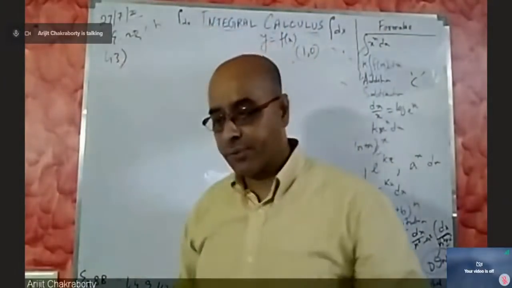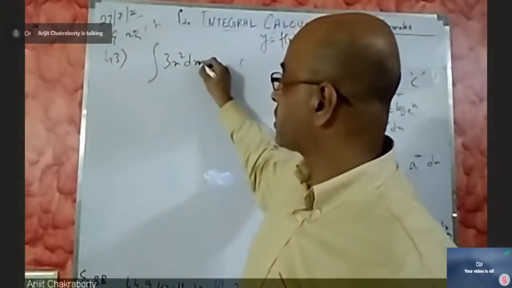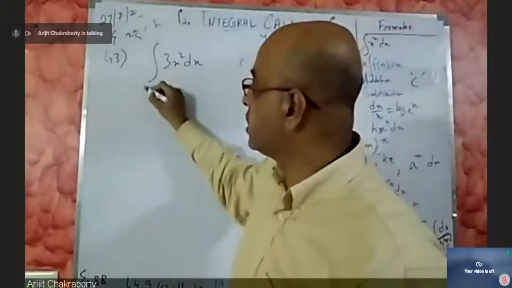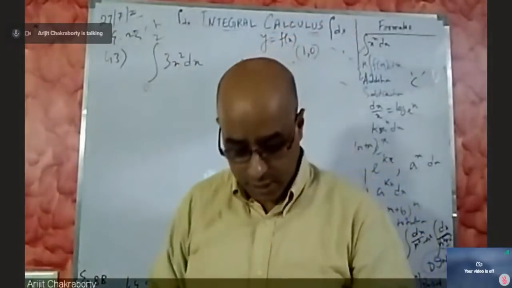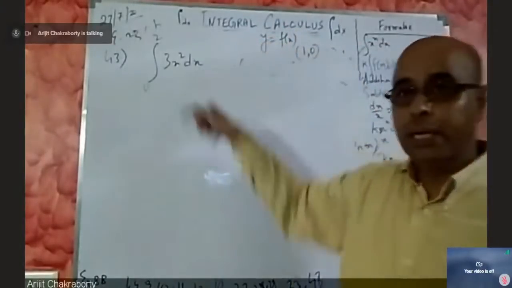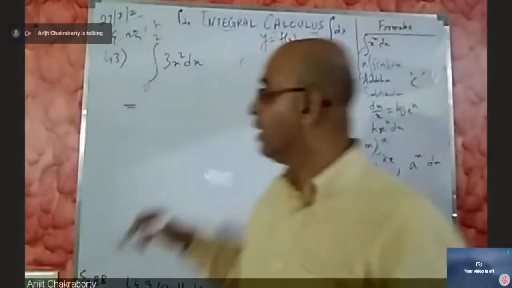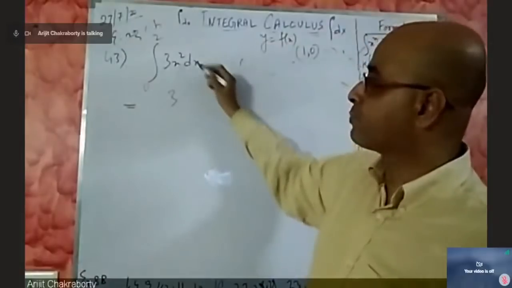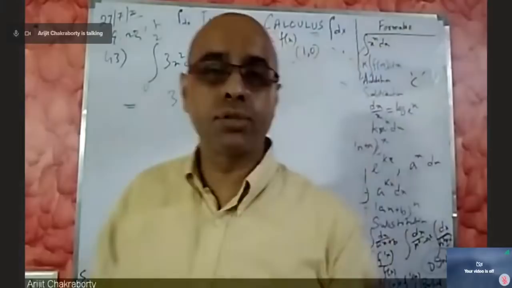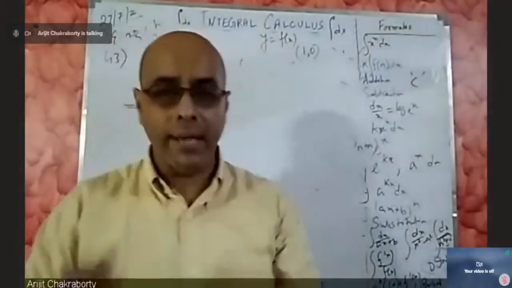43 is you have to integrate 3x square dx. Integrate 3x square dx between the limits 0 and 2. So the limits are given 0 and 2. We have to integrate 3x square dx. What I do is first I find out the value of the indefinite integral. I bring out 3 and this becomes x cubed by 3. Because x square means x to the power n and the formula is x to the power n plus 1 by n plus 1.